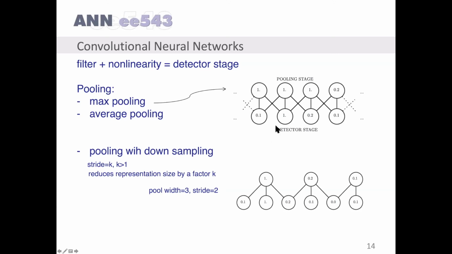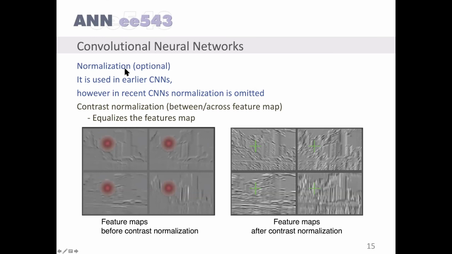Suppose that pool width is 3 again and stride is 2. In that case, we are shifting the filter by 2 while we are applying it. So here we are considering this 3 because pool width is 3. We are considering this 3 and the maximum is 1. Then shift it by 2. We are going to apply here 0.2, 0.1 and 0. The maximum is 0.2 and again shift by 2. The maximum is 0.1.